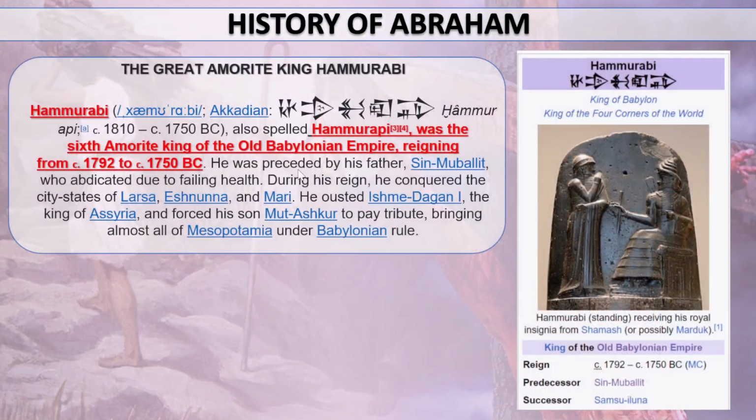Now let's talk about the Amorites for a moment. Hammurabi is one of the greatest kings from ancient history, and if you're familiar with him, you know about the Hammurabi Code, right? So Hammurabi was the 6th Amorite king, so he's not really a Semitic king. He's an Amorite king ruling Semitic territory of the old Babylonian Empire, reigning from 1792 to 1750.